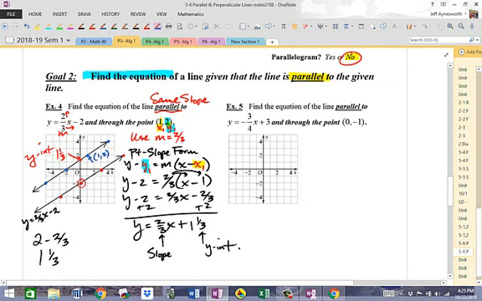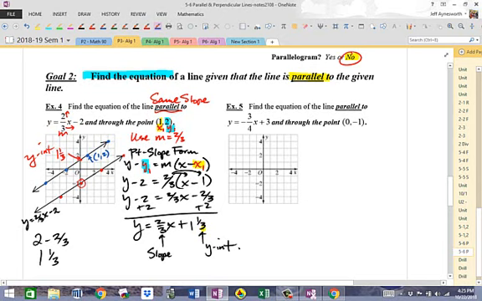And it has to be parallel to the given line, which it is. You can tell it looks parallel here. It never touches, right? Because it has the same slope. It has a different y-intercept, but the same slope. So your goal is to find the equation of the line, then graph it and make sense of it, okay?